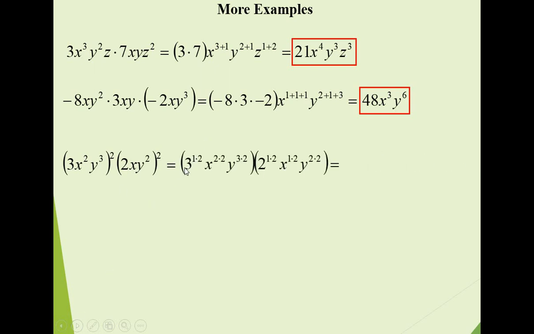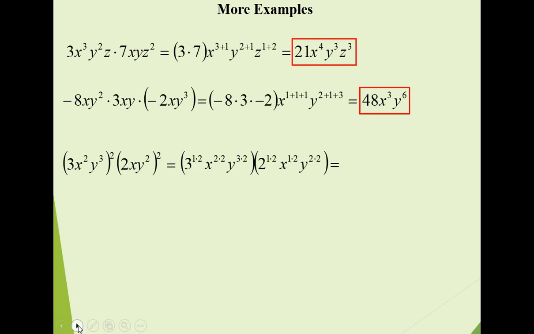So here, it's going to be 3 to the 1 times 2. Then x to the 2 times 2. And then y to the 3 times 2. So in other words, I basically distribute this power that is outside of the bracket with each power inside of the bracket. And the same is true for the second one, which is just 2 to the 1 times 2 and x to the 1 times 2 and y to the 2 times 2. What I'm going to do is to just simplify this. So if you simplify this, 1 times 2, that's just going to be 2.